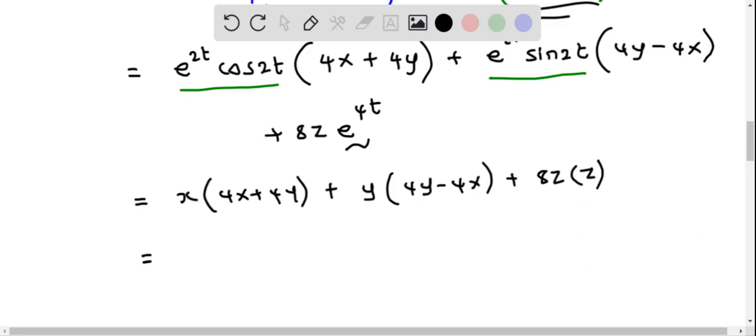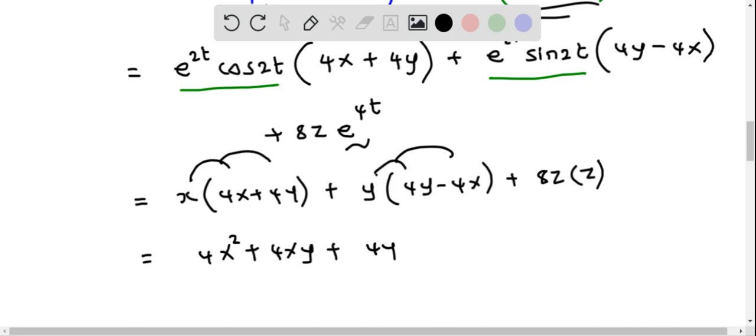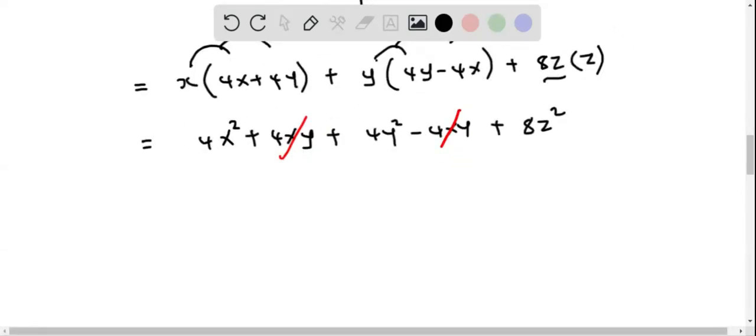Now let's do the distribution and simplify this. So I have to distribute this x into the two terms. Therefore, this becomes 4x squared plus 4xy, plus similarly, if I distribute the y, I will get 4y squared minus 4xy, and this is 8z times z, which is 8z squared. So now we see some common terms. We have 4xy and negative 4xy, these two get cancelled. So finally we get 4x squared plus 4y squared minus 8z squared. I'm sorry, it is positive 8z squared because we have a positive term here. Therefore, the expression 4x squared plus 4y squared plus 8z squared is basically the derivative dw by dt.